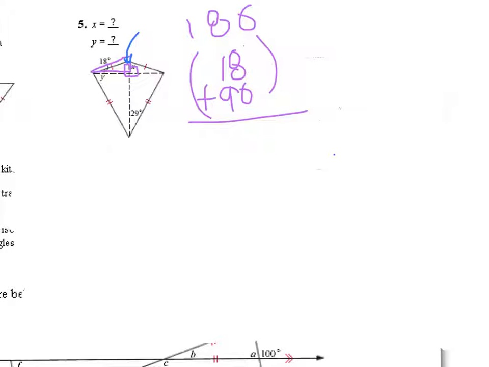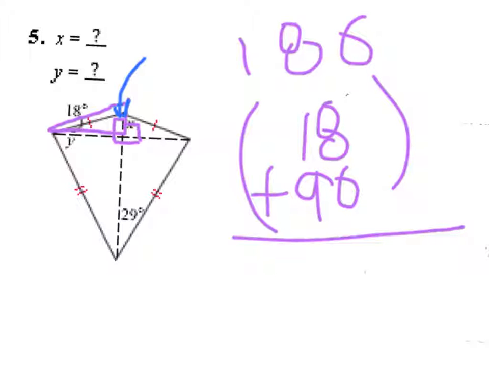And I think I'm going to make this a little bigger so we can see what we're doing in here. This angle right here will be 72 degrees. The next conjecture says that the vertex angles are bisected by a diagonal. So if this side is 72, so is this side, meaning that x must be 72 degrees.